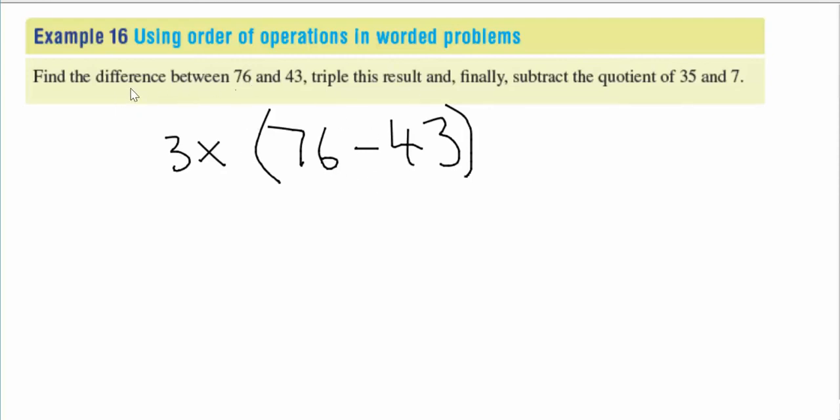So we've found the difference between 76 and 43. We're going to triple this result, because whatever result this is, we're going to multiply it by 3. So we've tripled it. And then finally, we're going to subtract the quotient of 35 and 7. So 35 divided by 7. Alright, so that's what the problem should look like.